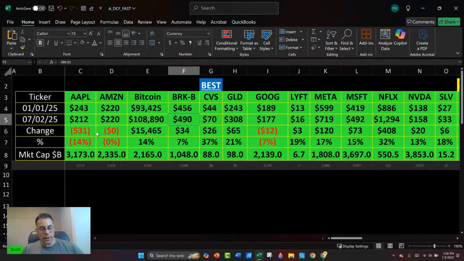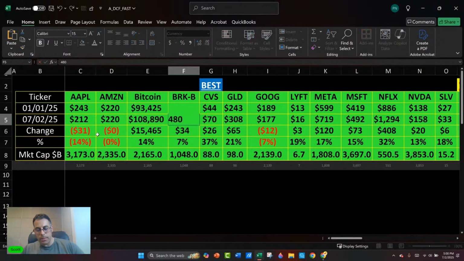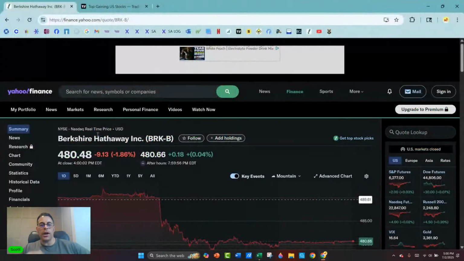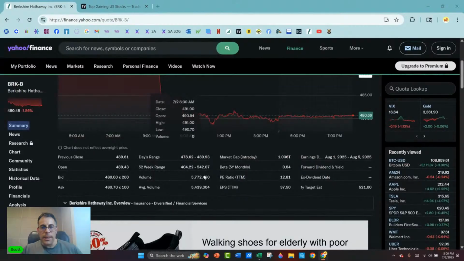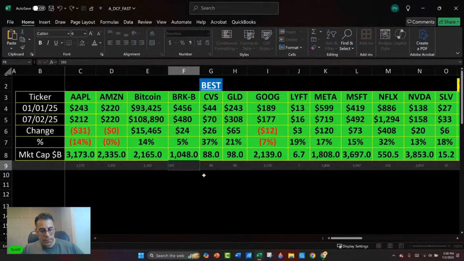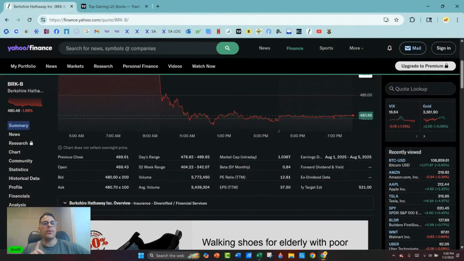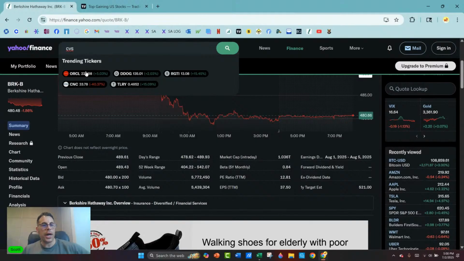Berkshire is down. I noticed that my portfolio is down today quite a bit. I just own one share of Berkshire, just one measly share. CVS is doing the best this year of the large cap stocks.